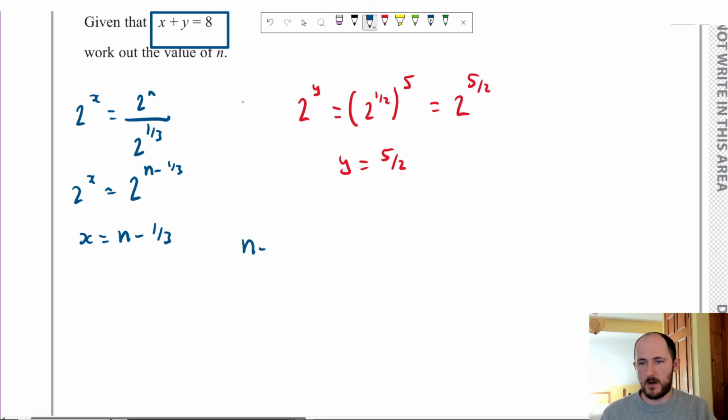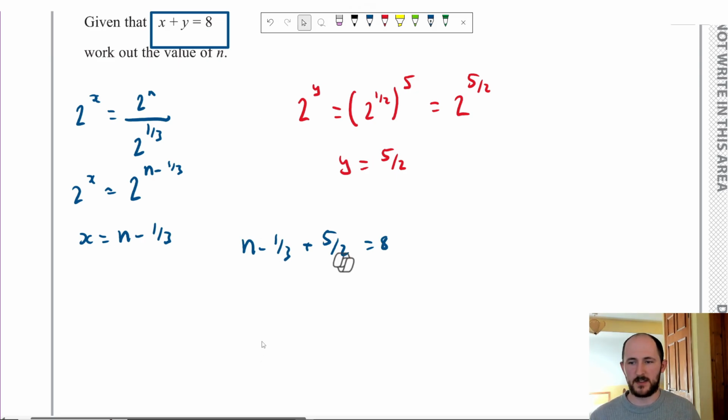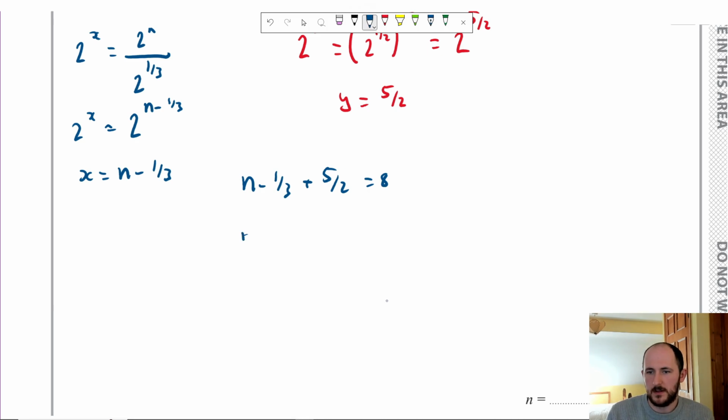We have n minus a third plus 5 over 2 equals 8, because again, y is 5 over 2, x is n minus a third. So let's simplify this. We need to combine those two. If we make them both out of 6, for example, that would be 2 out of 6 plus, we times that one by 3, we have 15 over 6 equals 8. So that means n plus 13 over 6 equals 8.